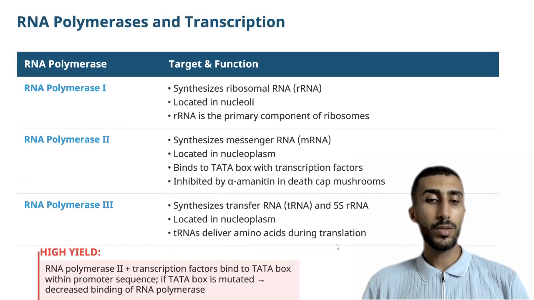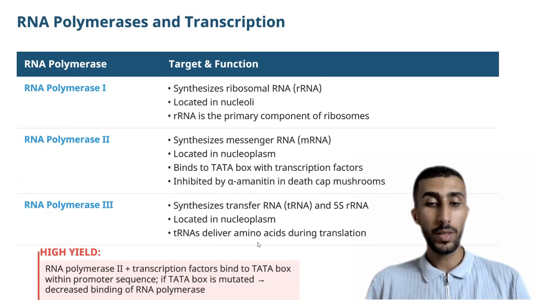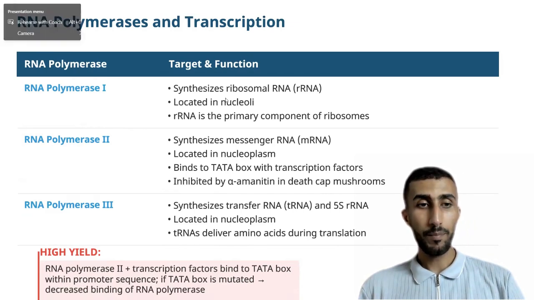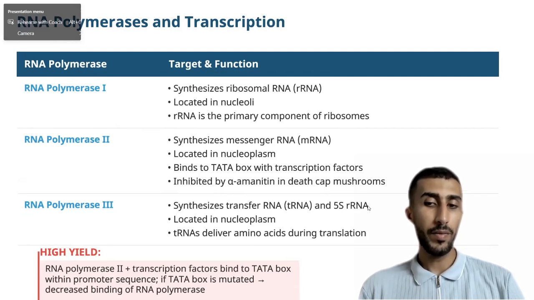And RNA polymerase 3 is the one that synthesizes the tRNA and the 5S RNA, located in the nucleoplasm. tRNA delivers amino acids during the formation of the protein; it is our transporting vehicle. So the different types of RNA polymerases are RNA polymerase 1, 2, and 3. RNA polymerase 1 is the one that synthesizes ribosomal RNA. So we have ribosomal RNA, messenger RNA, tRNA, and the 5S rRNA.